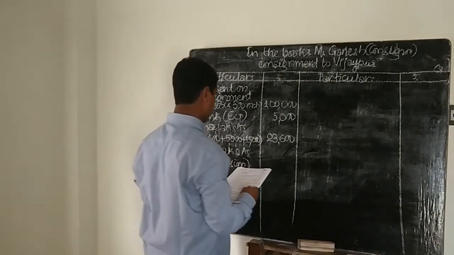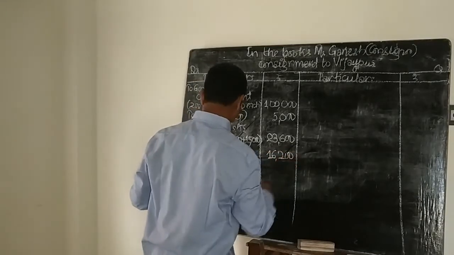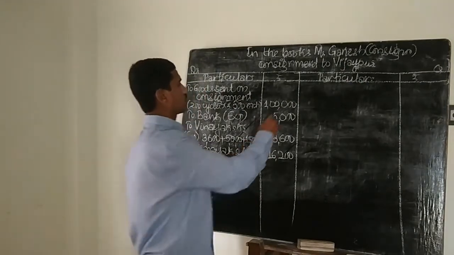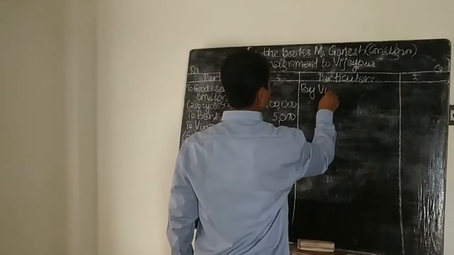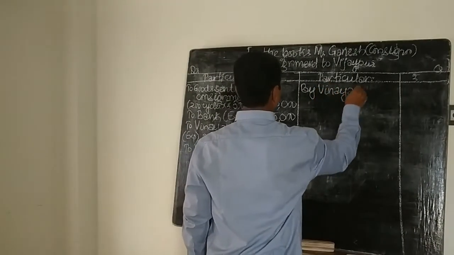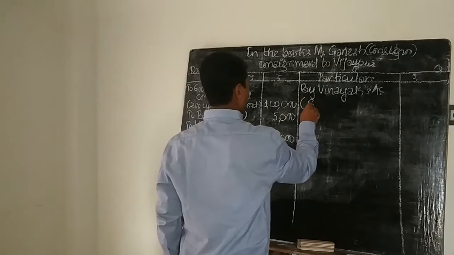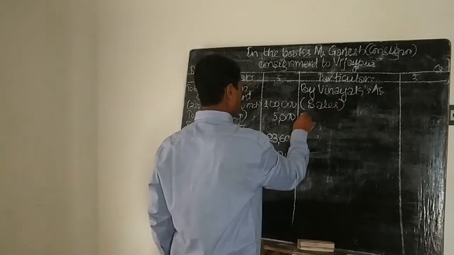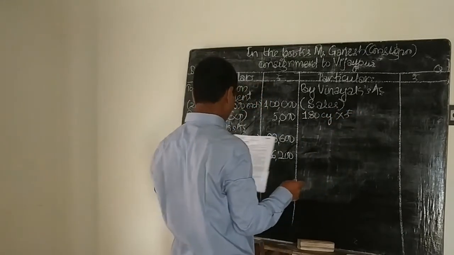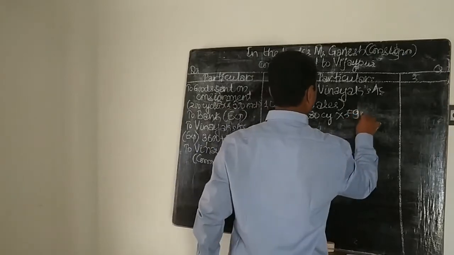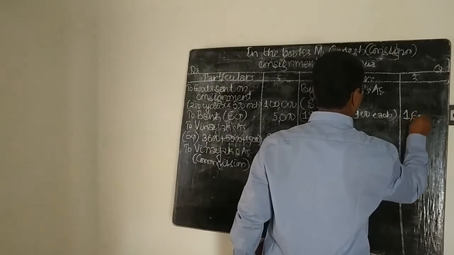So we have calculated as 16,200. Then next, when the sales are made by consignee, then it will be Vinayak's account debit to consignment. So consignment is credited by Vinayak's account. Vinayak's account, in the bracket you write sales. So he has sold 180 cycles at the rate of rupees 900 each, that comes to 1,62,000.